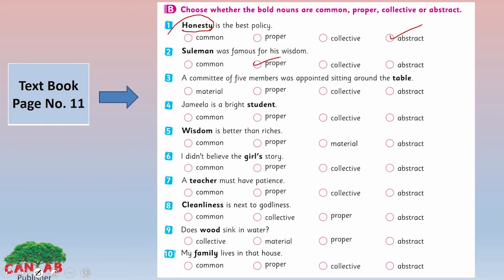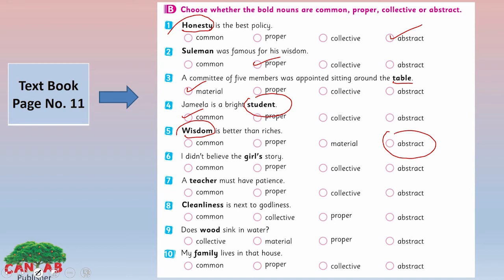Number 3, a committee of 5 members was appointed sitting around the table. Yes, it is a material noun. We can touch it. It has a physical existence. Look at the 4th one. Jamila is a bright student. Here, student is common noun. 5th one. Wisdom is better than riches. Yes, this is an abstract noun.